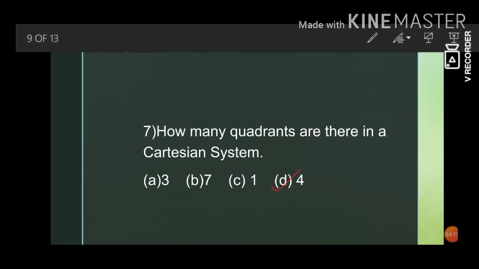Question number 7. How many quadrants are there in a Cartesian system? So in a Cartesian system or xy plane we have x-axis, x-dash axis, y-axis and y-dash axis. So the x-axis and y-axis divides the Cartesian plane into 4 parts. 1, 2, 3, 4. So there are 4 different quadrants. So the number of quadrants are 4.